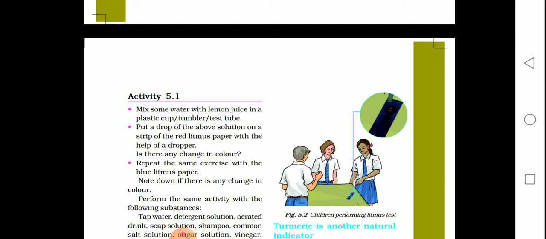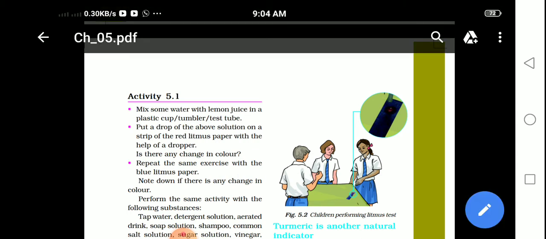What will you observe? Is there any change in color? Repeat the same exercise with the blue litmus paper. Take a red litmus paper and put a drop of the lemon juice mixed with water on it. Do you find any change in color? Of course, lemon juice is acid, so on the red litmus paper there is no change in color. Repeat the same exercise with the blue litmus paper. If you put it on blue litmus, it will convert into red. So blue litmus converting into red means the solution is acidic in nature.